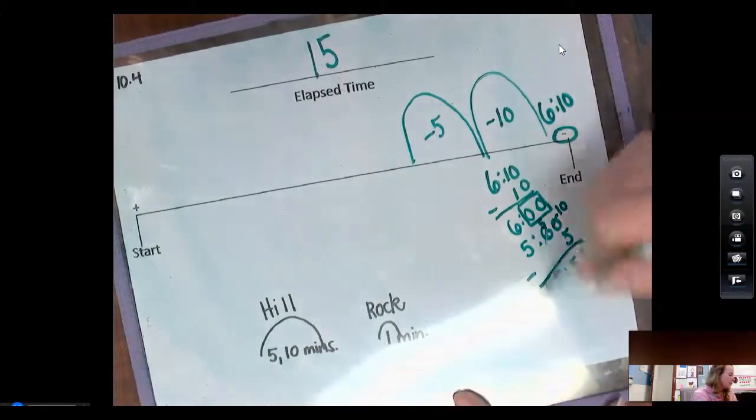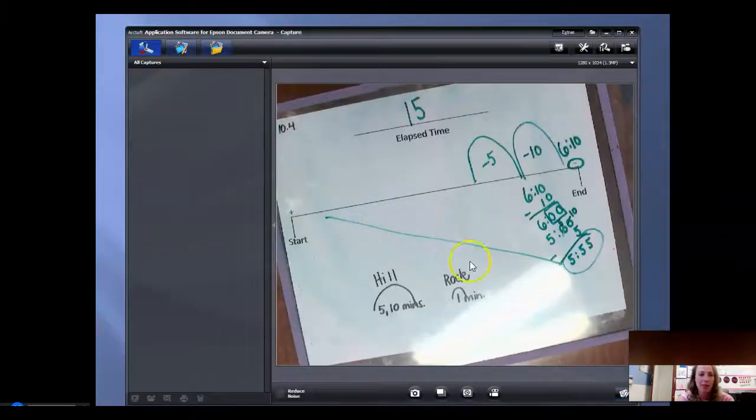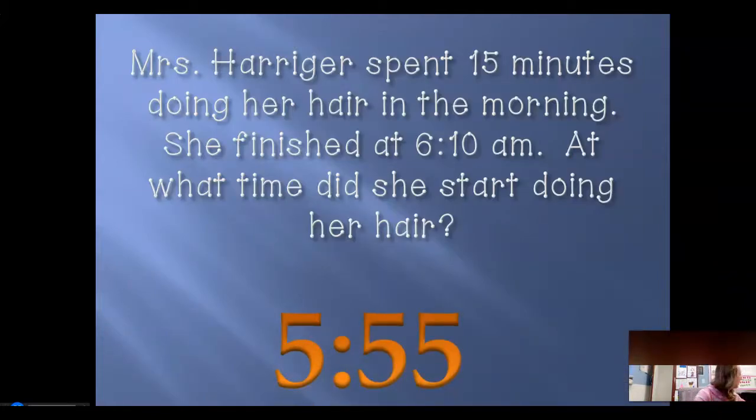So I started doing my hair at 5:55. Okay, kiddos? 5:55 there. Let's see if we're right. So if you said 5:55, you are correct. All right, kiddos. Here we go.